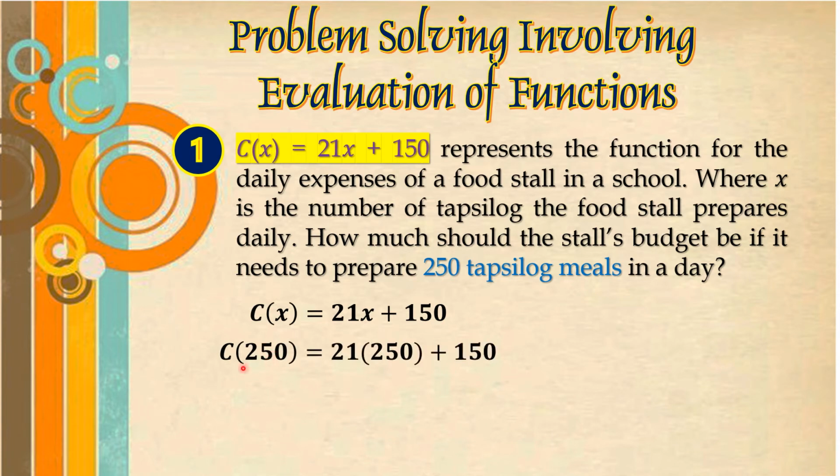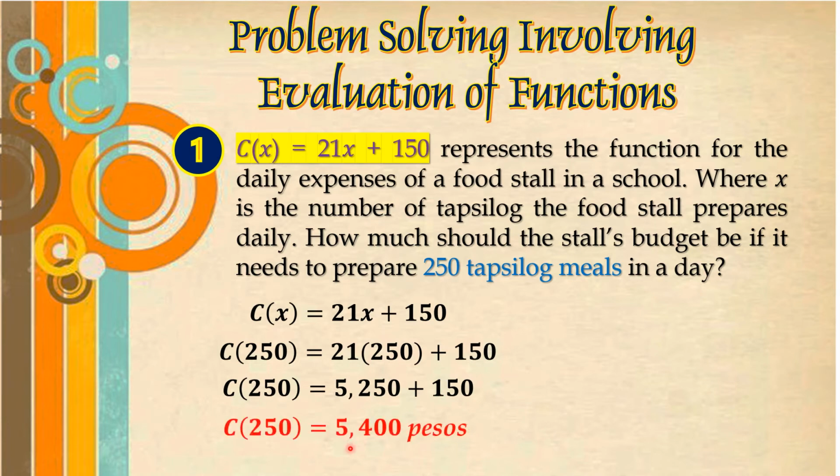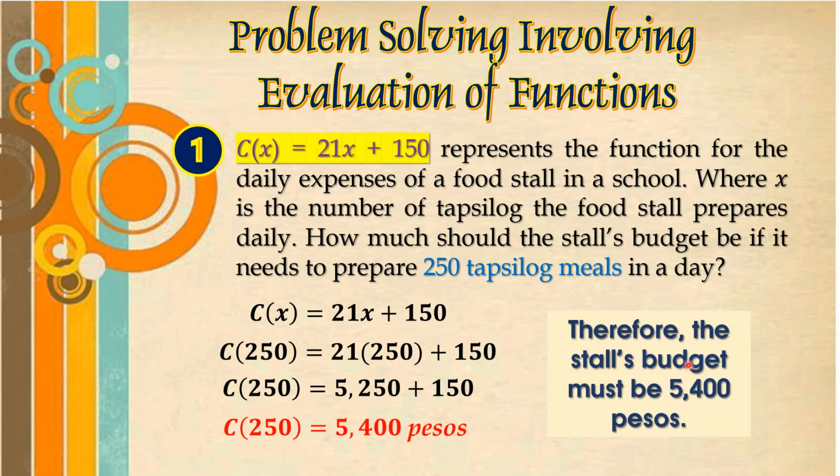So we have here c of 250 is equal to 21 times 250 plus 150. And 21 times 250, that is equal to 5,250. Then we add this value to 150. So upon addition, the sum is equal to 5,400. And the unit is in pesos. So therefore, this is our conclusion. Therefore, the stall's budget must be 5,400 pesos.